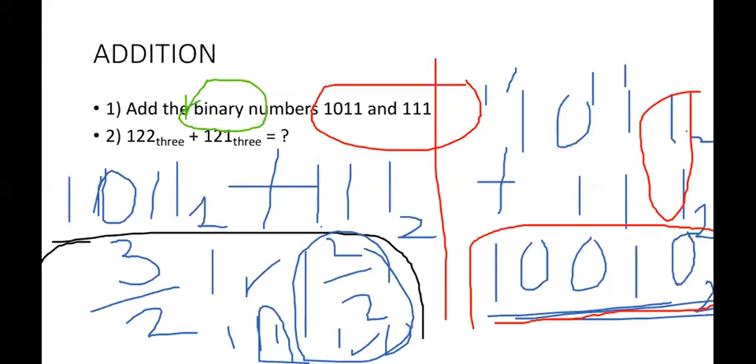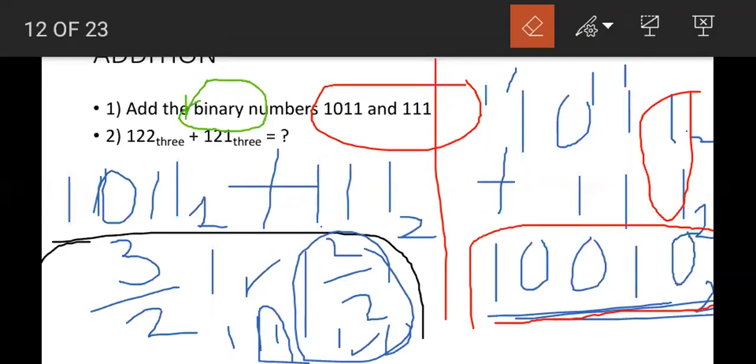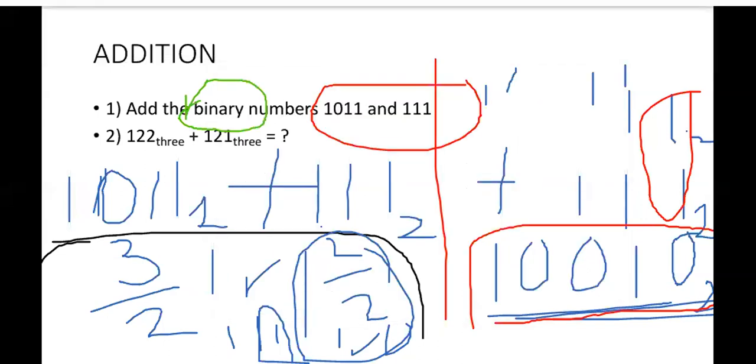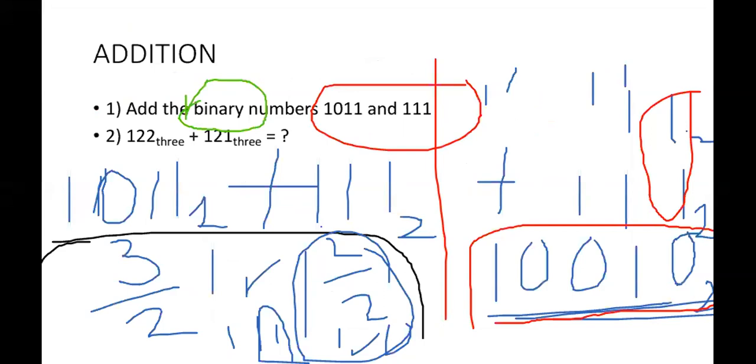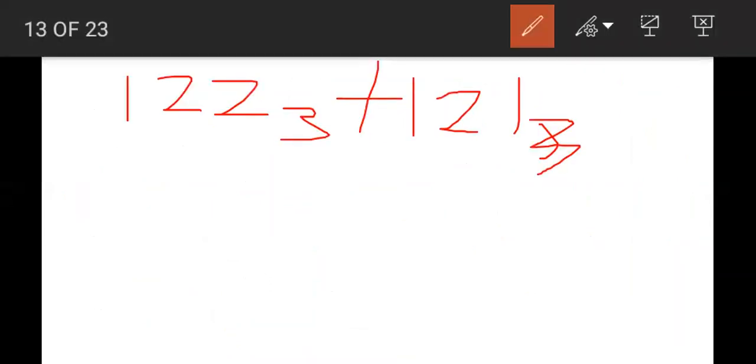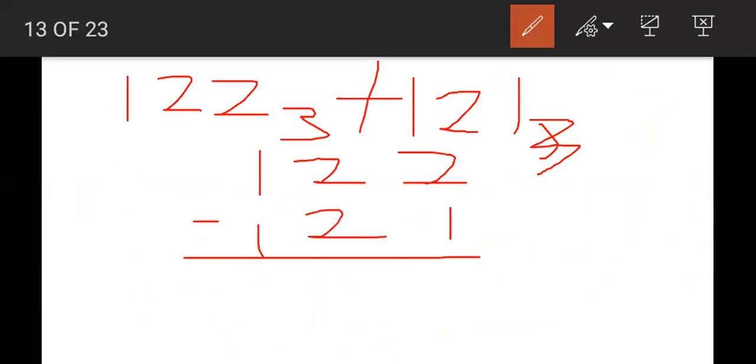So the next question is 122 base 3 plus 121 base 3. Can I rub this off, please? 122 base 3 plus 121 base 3. I hope I've not made a mistake. Fantastic. So let's do the same thing. We have 122 and we have 121. They are all in base 3. So this addition. Don't mind me.